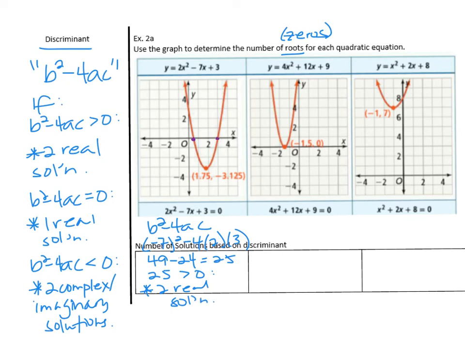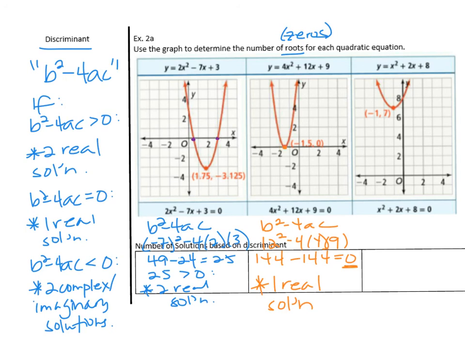Pause the video and try the second one. Okay, any chance you got 0? B squared minus 4ac would be 12 squared minus 4 times 4 times 9. 144 minus 144 equals 0. And that defines the discriminant, or the quadratic, as having 1 real solution. Take a look at your graph and notice the vertex is on the x-axis.